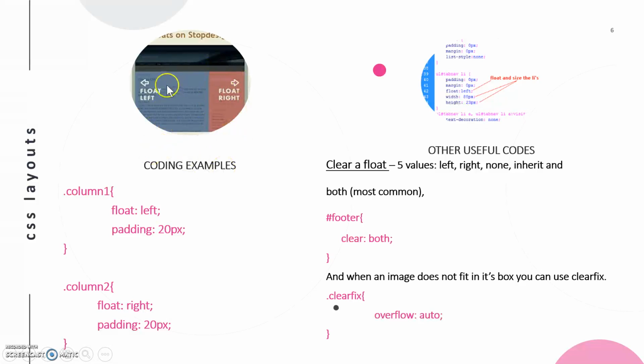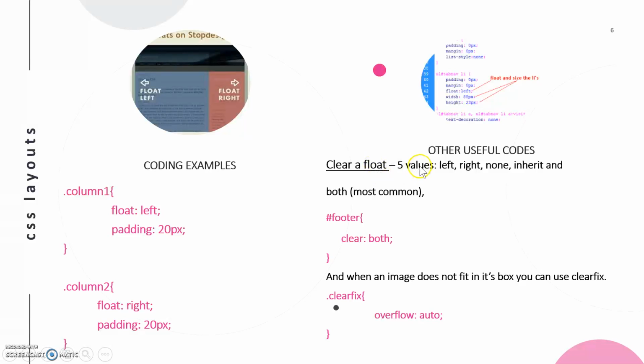So here are some examples. In this example, they have a picture of float left and float right. So I just use the blue area as column 1, and I put float left. So it's float, colon, space, left, semicolon, and then I put my padding and then my closing bracket. And so then here I did the same thing, except I put float right. And so that makes this go to the right and this go to the left. And here's a good example of how it would look in your text editor.